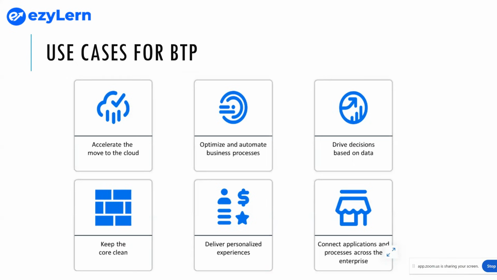And this is what SAP is very much onto, optimizing and automating all your business processes, so that manual intervention is very minimal. Then we also have a use case for drive decisions based on data.